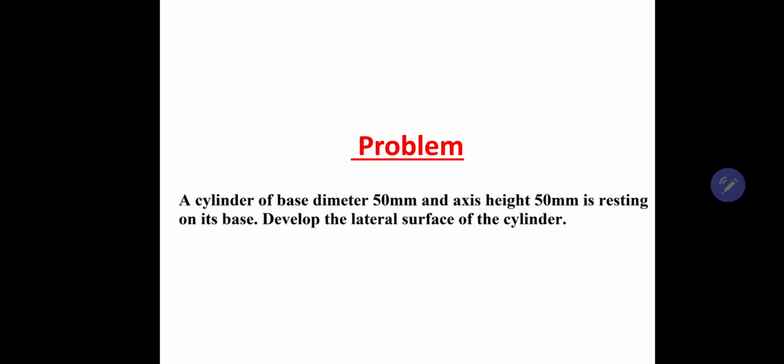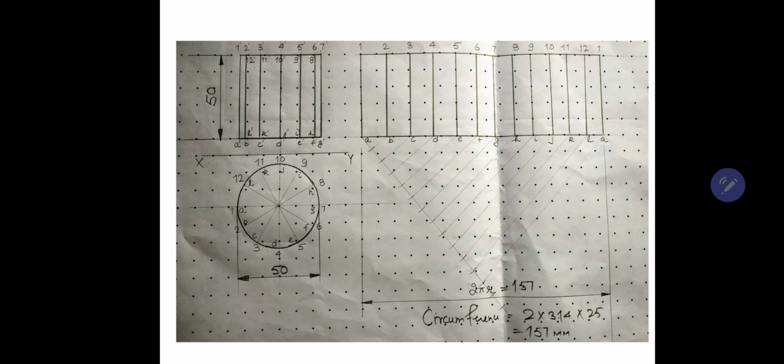Now you have to develop a lateral surface of a cylinder in a given problem where two dimensions are given, that is, a diameter of a cylinder and a height of a cylinder, right? Now this one is the solution to this problem, so we shall discuss one by one how to draw these views. So here you can see this one is a top view, this one is a front view, and the last one is the developed lateral surface of a cylinder, right?